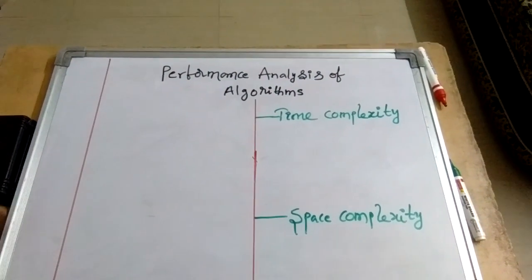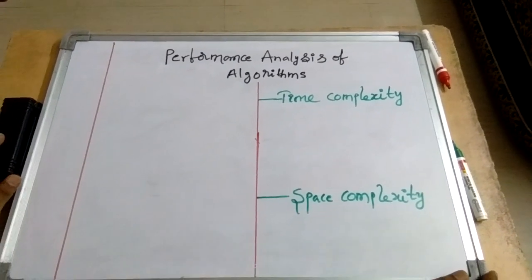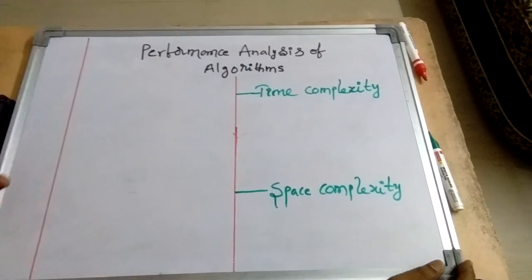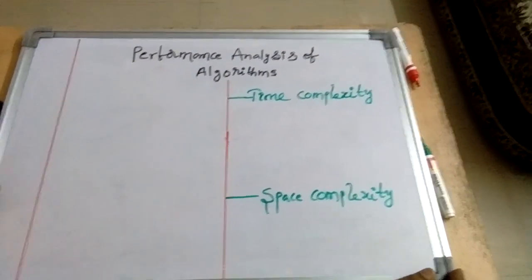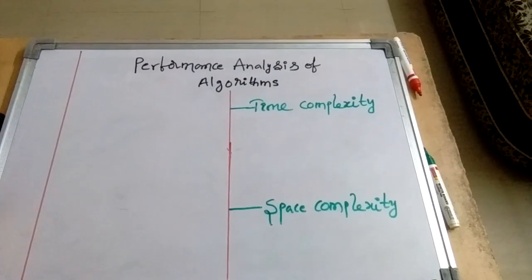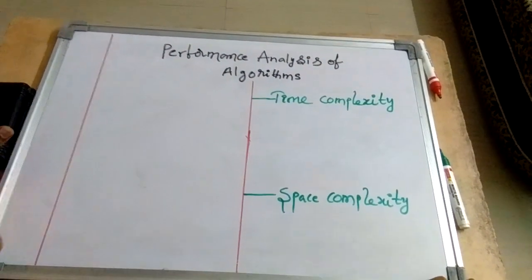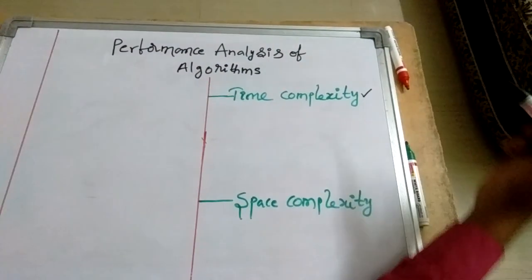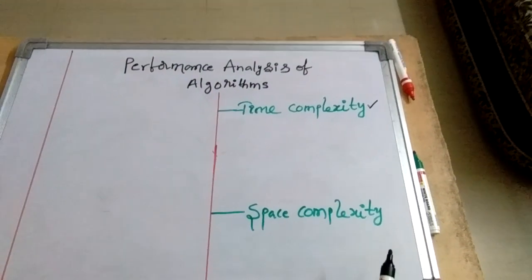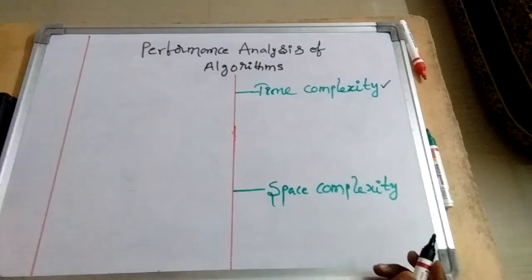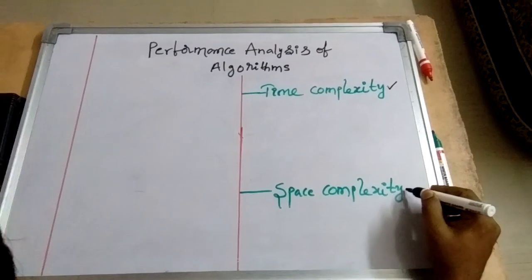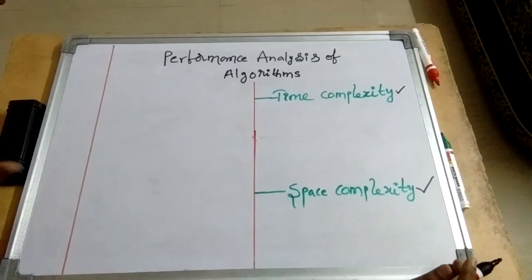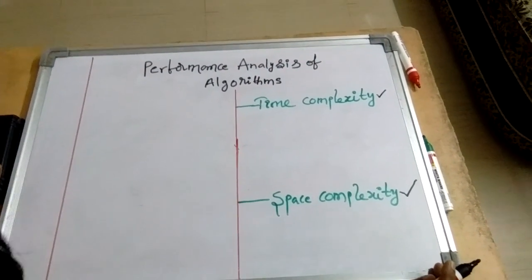Before you derive the time complexity for any given algorithm, first you must know the basic issues related to time complexity. The performance of any algorithm will be evaluated using two things. One is time complexity, another one is space complexity. Time complexity is simply the amount of CPU time used by the program to run to its completion. That is the time complexity. Space complexity means the amount of space used by the algorithm or the program to run to its completion.